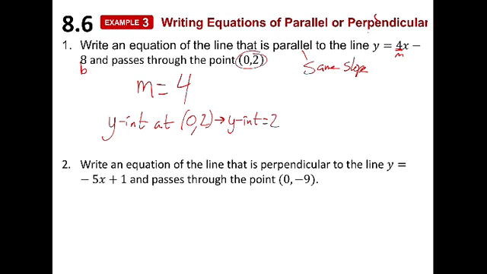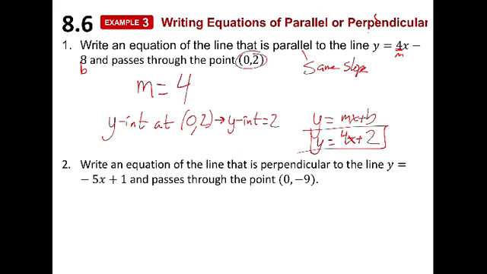2. So now that we know the slope for that parallel line, we have y equals mx plus b. The slope, the m, we know is 4, and the b value is 2, the y-intercept. So we have y equals 4x plus 2. And there we have it.